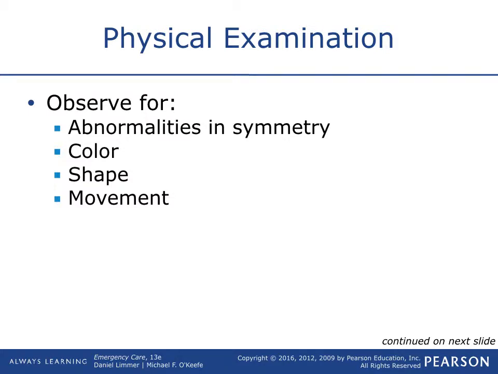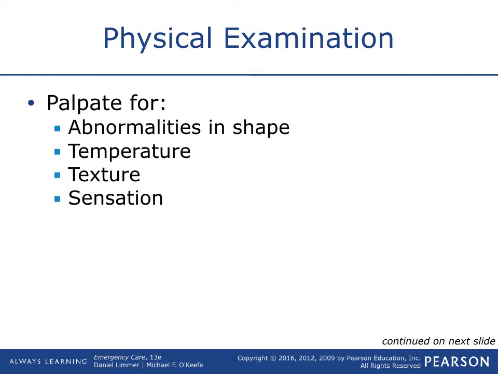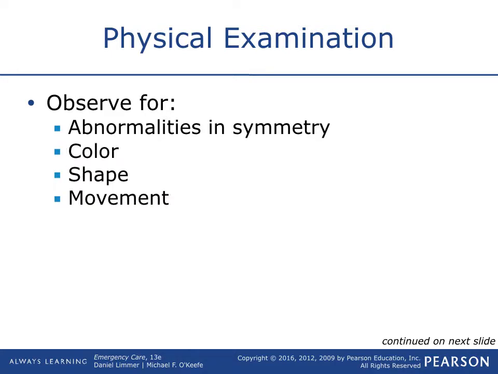So when you're doing an exam, look for abnormalities and symmetry. Color, shape, movement. Are there any deformities? And in your book, I'm not sure if we get to it in the slide. Let me check. Yep, we do. Want to look at the color. Are they ash color? Are they cyanotic? Are they pink, warm, and dry? The shape, anything deformed? Are their legs pointing in the wrong direction? And then, can they move?